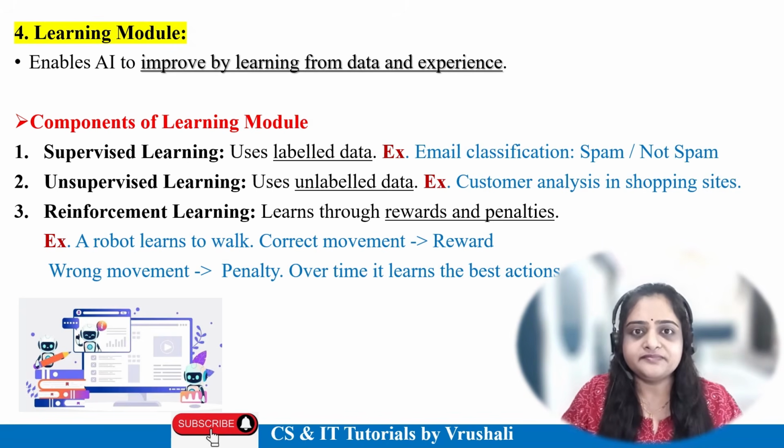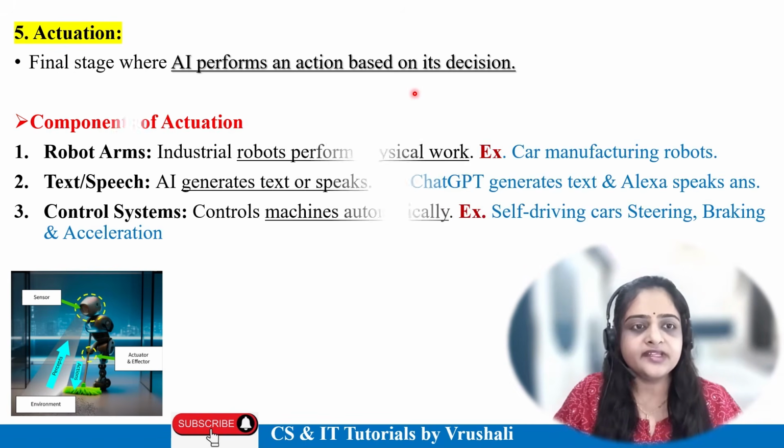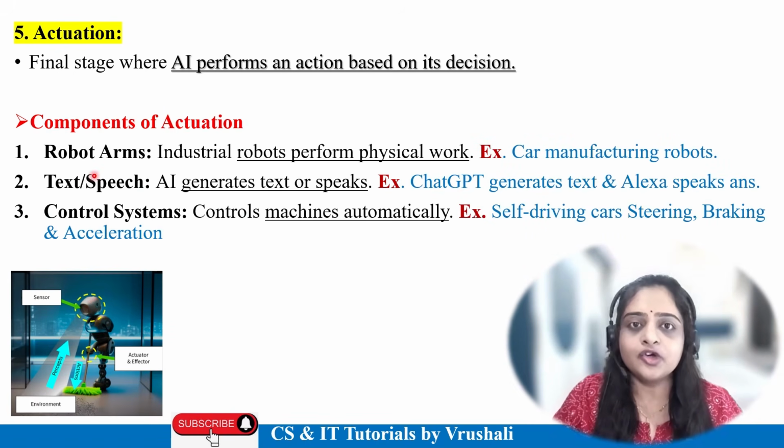Got it? And now the last module is called actuation. Actuation means action. Whatever decision is taken by the expert AI system, here the AI system performs the action, right? See here, for example, robot arms. So in industry, robots perform physical work by using their arms. Means they perform the actual action. Got it? So this is also called the output of the AI system.